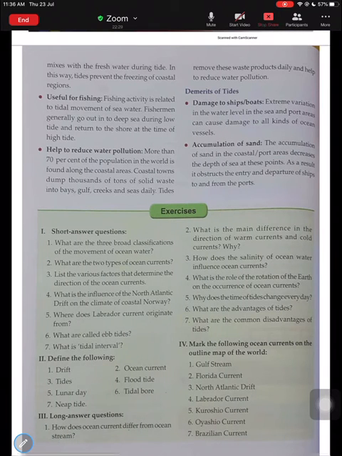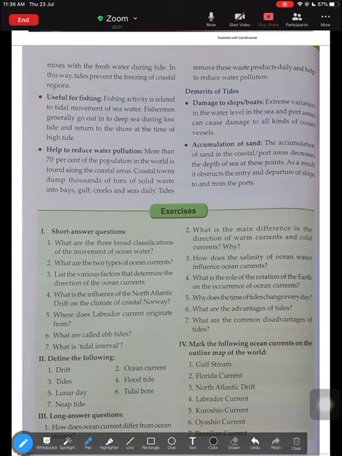And moving to the last portion, demerits of tides, or drawbacks of tides. Damage to ships and boats, especially in areas with really high tides. It can bring a lot of damage to ships and boats and even life and property. Second is accumulation of sand.